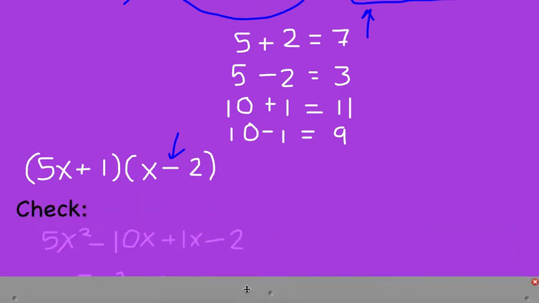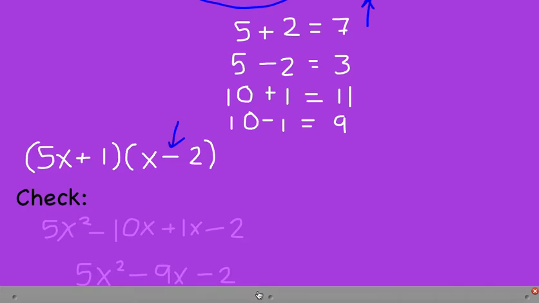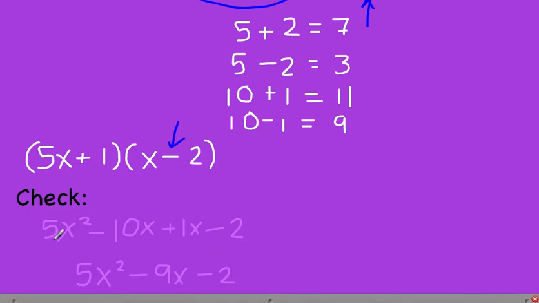And go ahead and check just to make sure you're getting the correct answer. We'll get 5x squared minus 10x, like I said, we get that negative 10x, and then a positive 1x and a negative 2. When we combine our like terms, we get back the original problem. So we know we're in the clear once again.